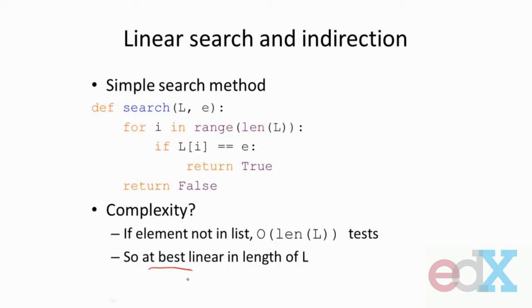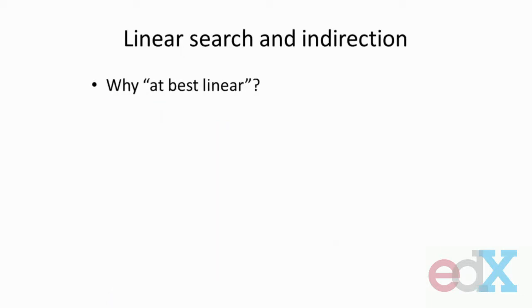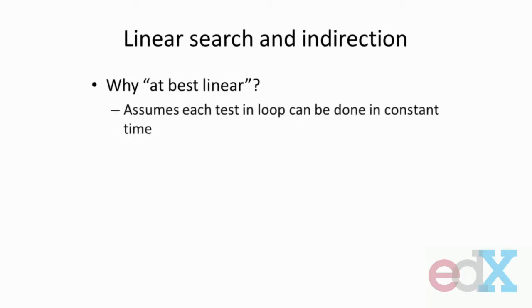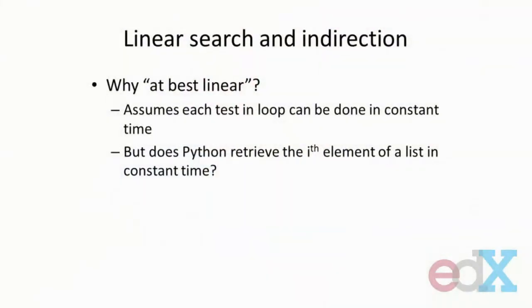At best. Wait a minute, why do I say at best? Well, in fact, I'm making an assumption, and the assumption is that each test in that loop can be done in constant time. Wait a minute. We already said we're going to make assumptions about operations inside of the machine being constant. But notice here, I'm making a specific assumption: that test is to go to the ith element of the list, extract it, and then do the comparison. Comparison is certainly constant in time. But is it really the case that I could get to the ith element of a list in constant time? Does Python retrieve elements of the list in constant time? Well, let's look at that.